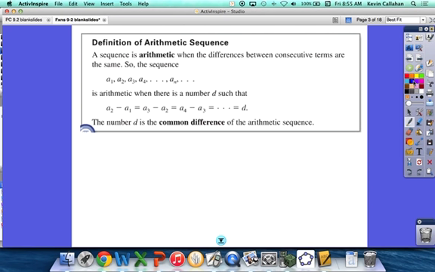the sequence is arithmetic when the differences between consecutive terms are the same. Meaning, if I subtract A2 minus A1, or A3 minus A2, or A4 minus A3, any two consecutive terms, you always get the same number. And that number is called the common difference, and it is represented by the letter D.